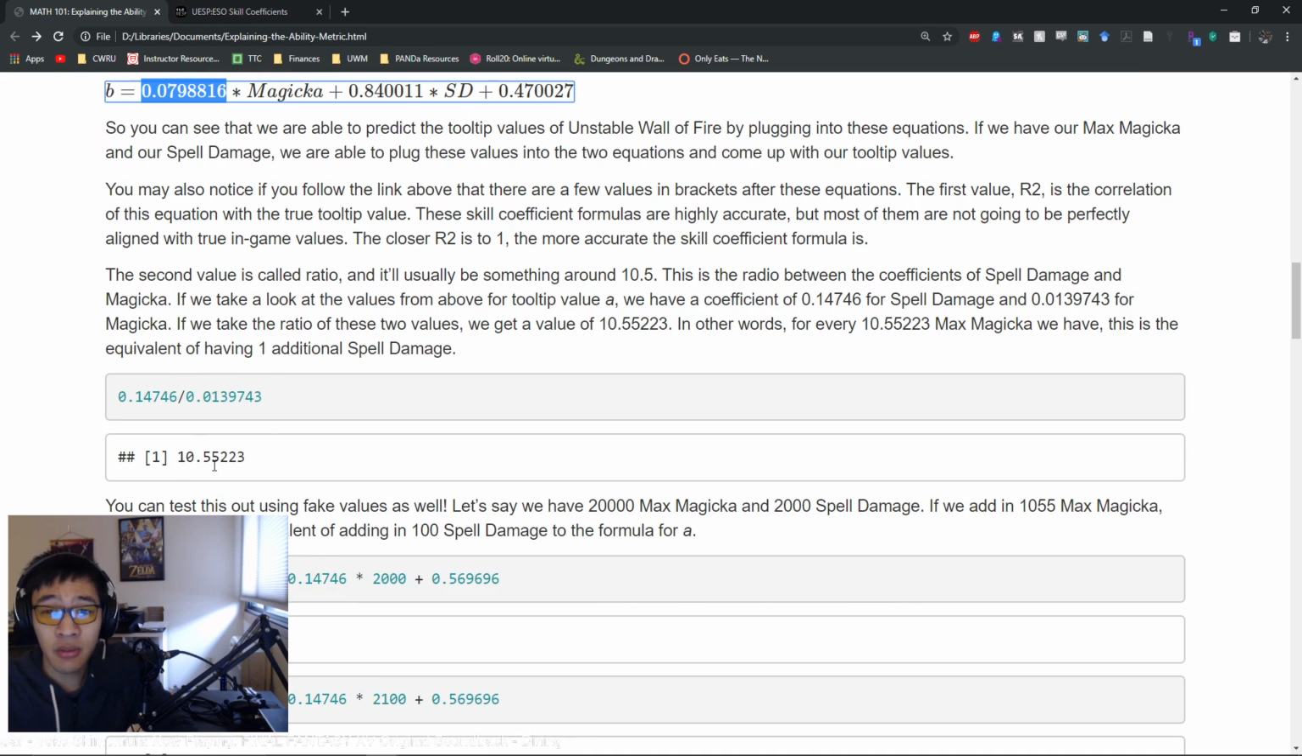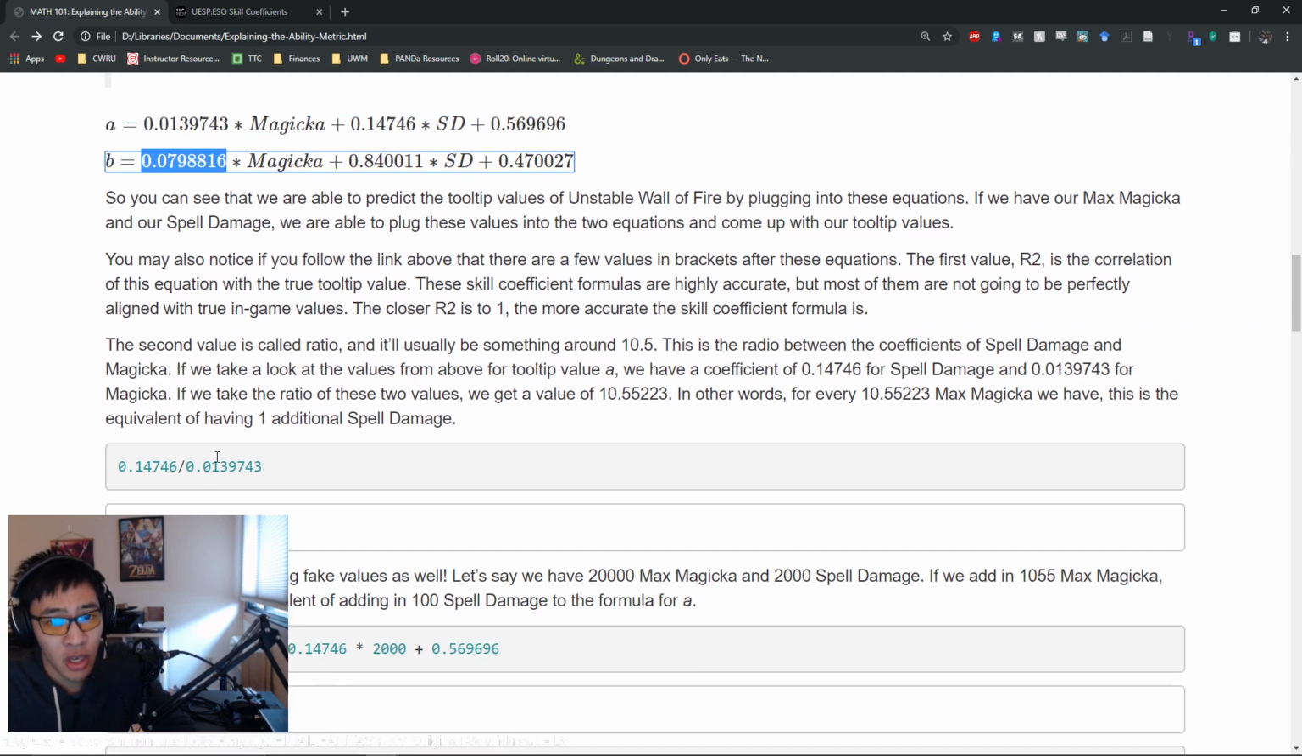So this basically refers to the max magicka to spell damage ratio here, because we have spell damage over max magicka. This is saying that for every 10.55 max magicka that we have, it's effectively equivalent to 1 spell damage. So if we reduce this max magicka value by 1055, for example, that would be the equivalent of reducing our spell damage by 100. And this does check out if you play around with the values and just plug them in randomly.